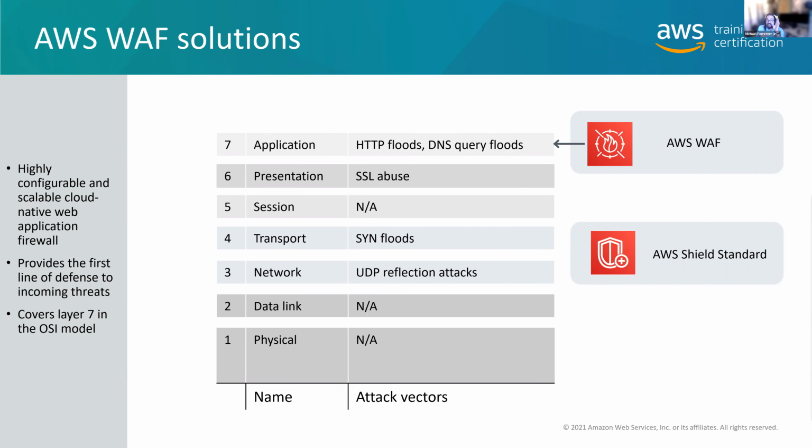WAF can stand in front of the following. It can stand in front of CloudFront. WAF can be put in front of an API gateway. WAF can go in front of an ALB. It can also go in front of AppSync, which is like GraphQL APIs, right? So WAF can cover and protect those devices: application load balancer, API gateway, AppSync, and CloudFront.